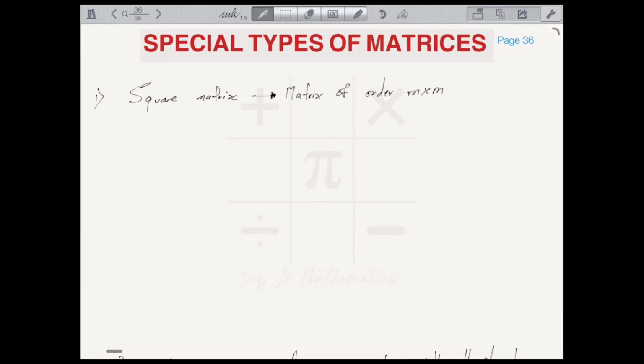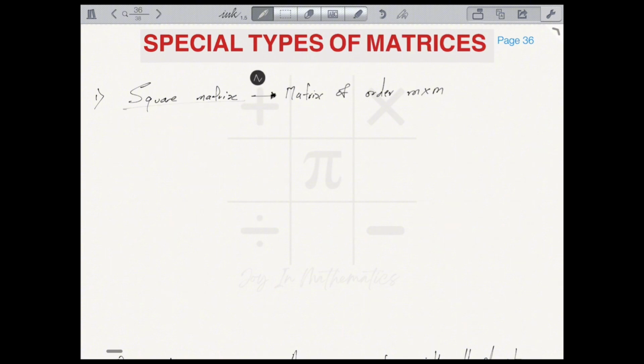We have seen the various forms of operations of matrix. We've seen the addition, we've seen the subtraction, scalar multiplication, and matrix multiplying by matrix. Now, let's consider the types of matrices. We have the square matrix.